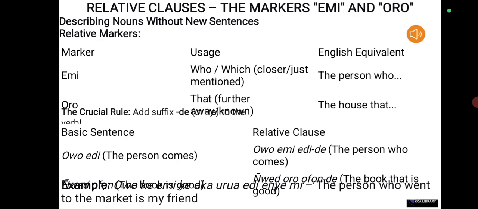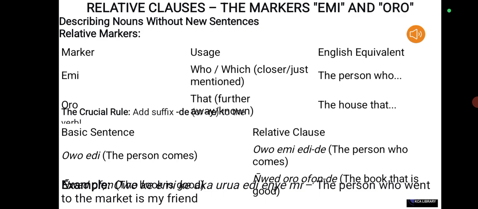In the example, Owoku emiku eke de yura edi enemy, the main sentence is Owo edi enemy, meaning the person is my friend. The part emiku eke de yura is the relative clause that tells us which person, meaning who went to the market. Without the grammar breaks.